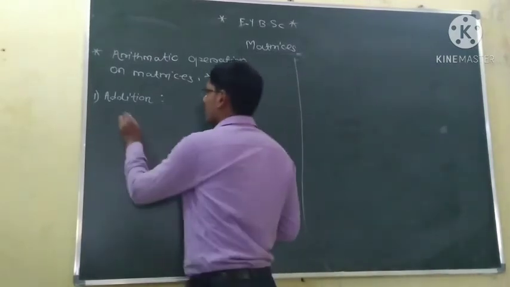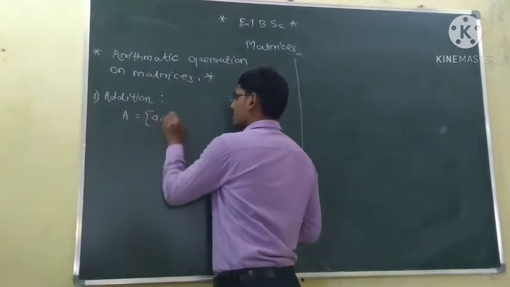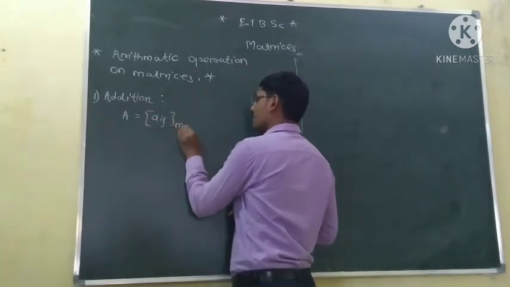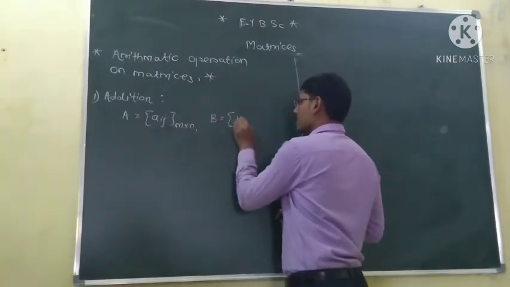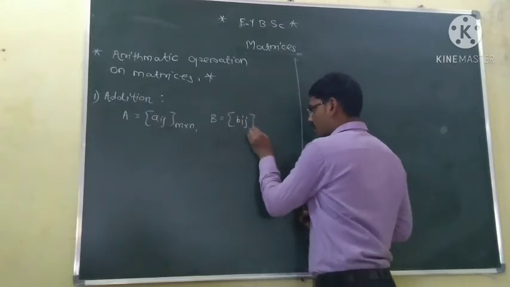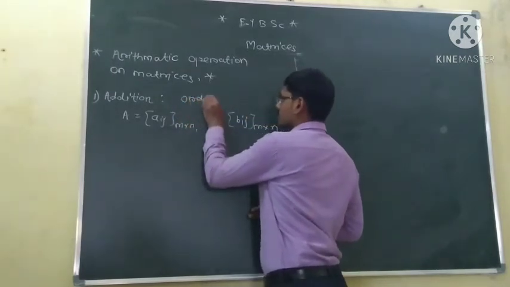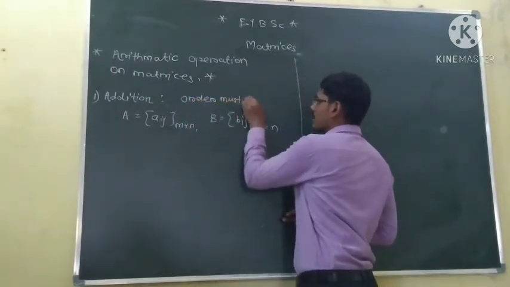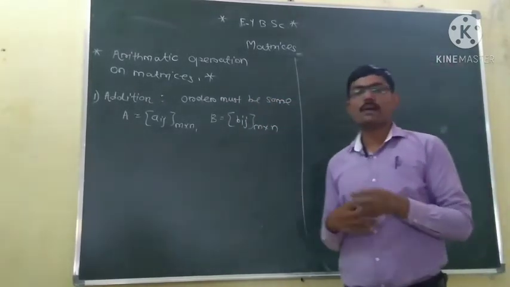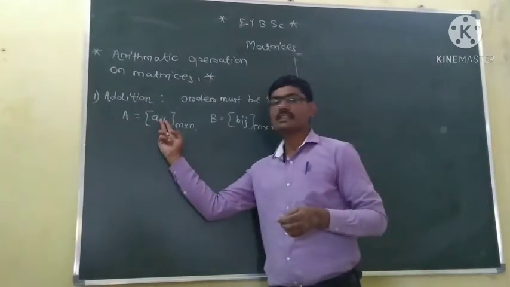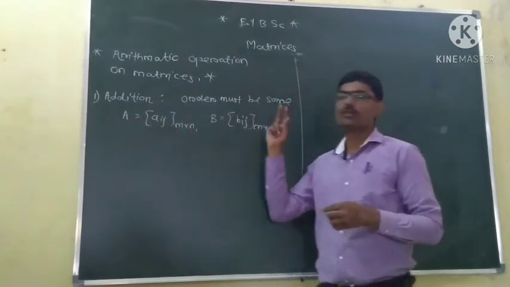So for addition, suppose there are two matrices. One is Aij of order m by n. Then the other matrix must have the same order. Suppose the elements are Bij, but the order must be same. For addition, the order of matrices must be same. So then how do we add two matrices? Just here first element say a11 and here b11. So first element of A plus B will be equal to a11 plus b11 and like that.